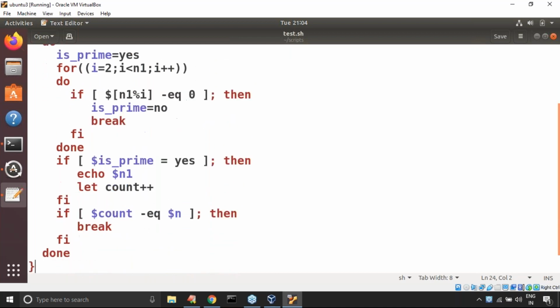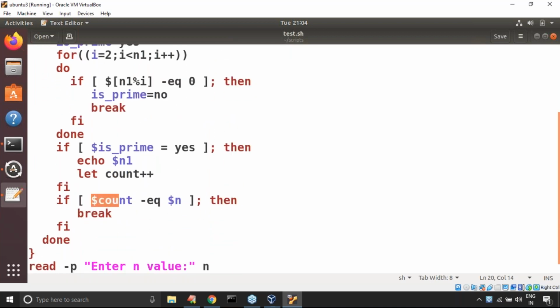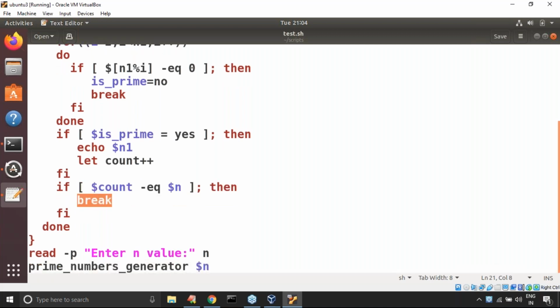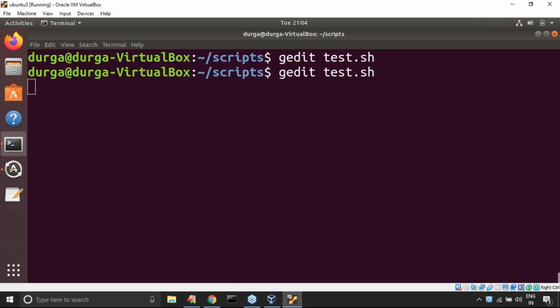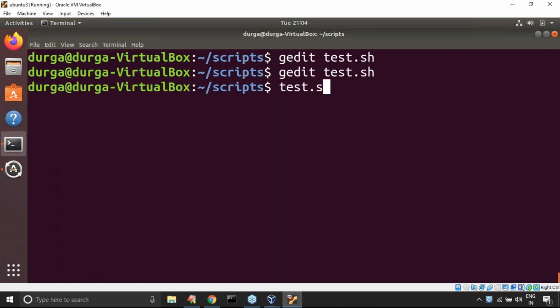After incrementing the count value, can you please cross check whether the count value is equal to n? If the number of prime numbers are already generated, then break. You are not required to continue. Now have a look once, sir.